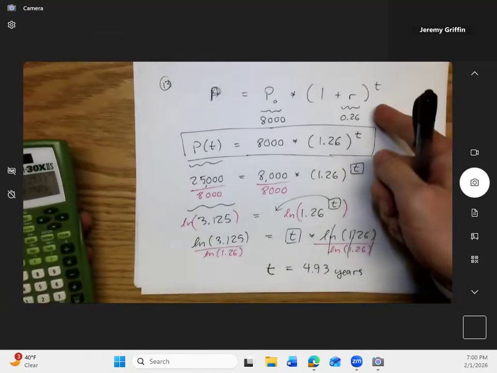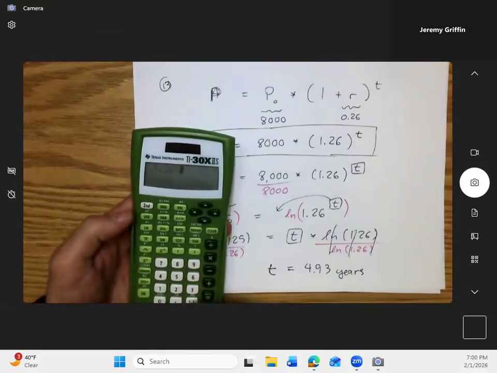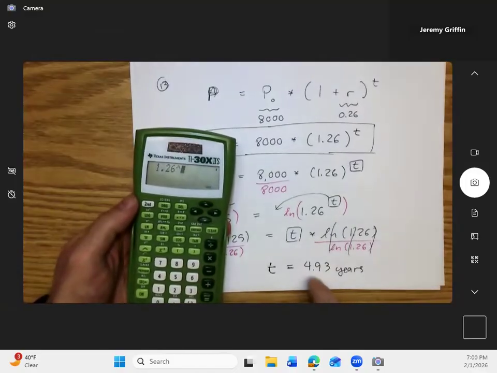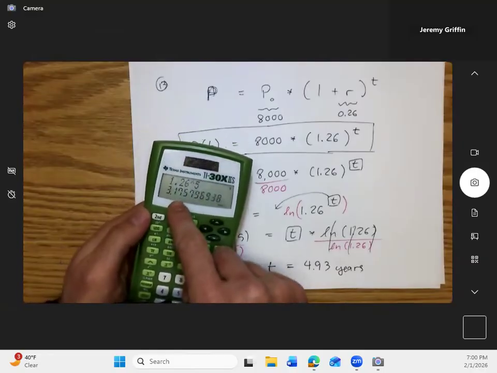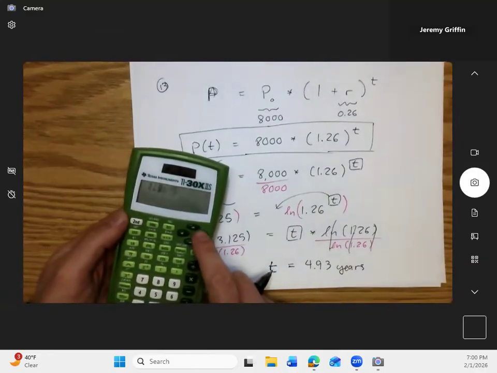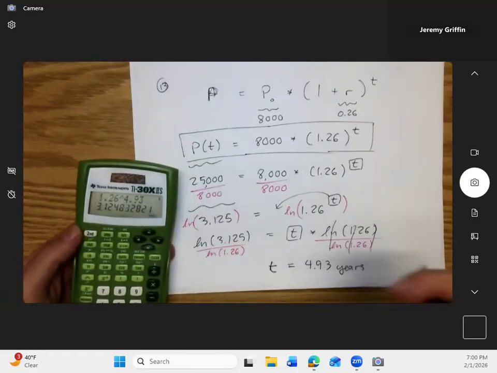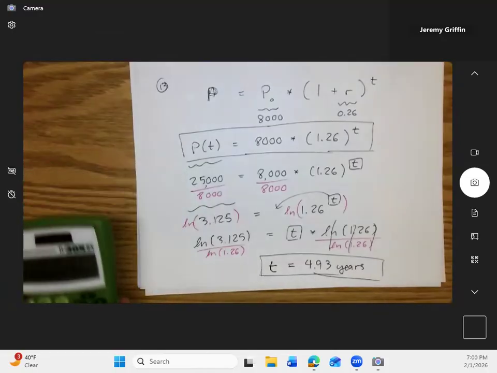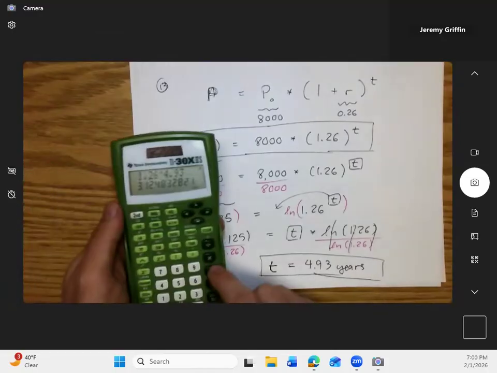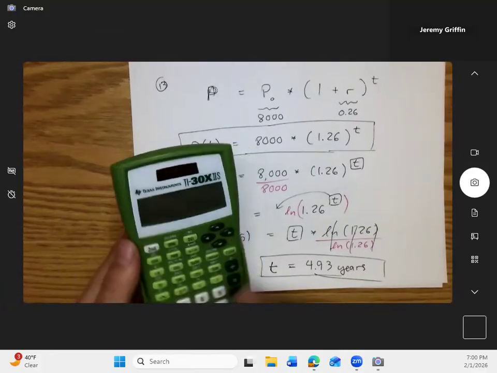Okay? It's growing at 26%. What is 1.26 to the power of, well, 4.9 is very close to 5. 5 is about triple the population. Yeah, it works. Or if I plug this in more precisely, 4.93, we get a little over triple. That looks right. Times 8,000 is 25,000.